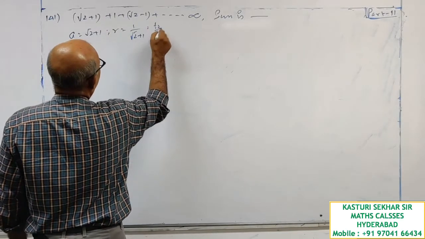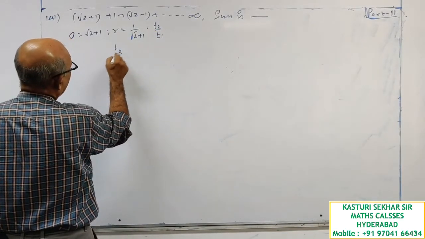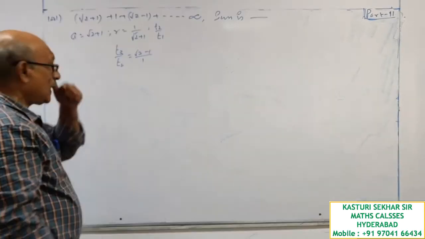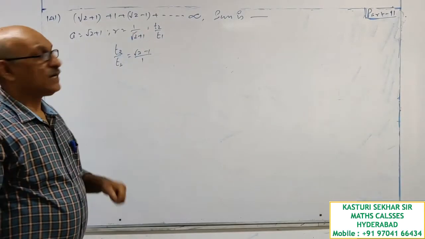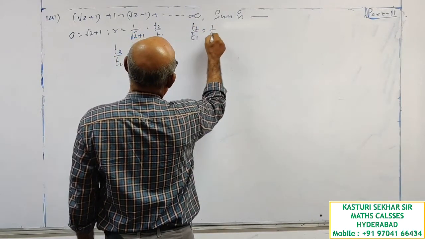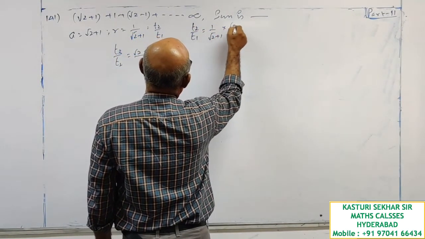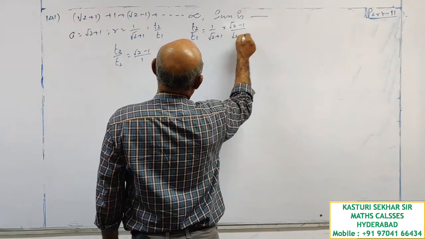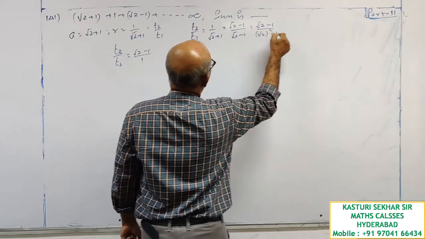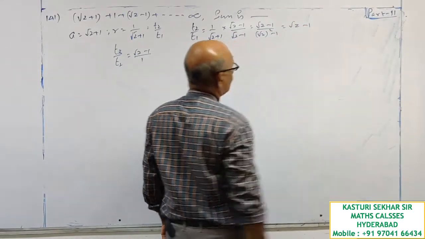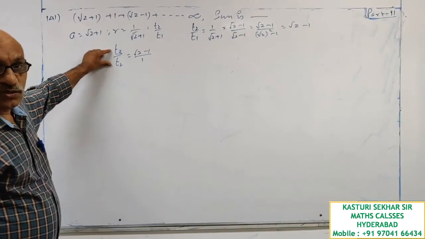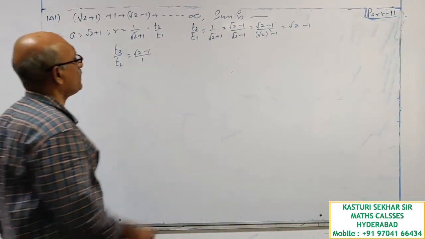This is T2 by T1. So T3 by T2 is equal to root 2 minus 1 by 1. Common ratio is not equal. So consider T2 by T1 again. Rationalize this. When I rationalize the denominator, it will become root 2 minus 1. So second term by first term is equal to third term divided by second term.